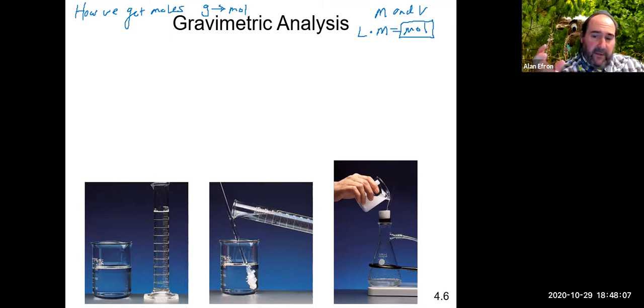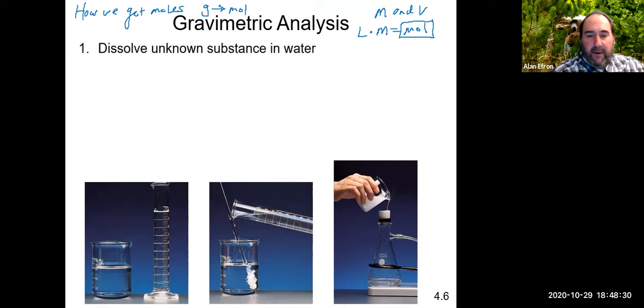So again, on the front end, we oftentimes will use liters and molarity to get to moles. On the back end of some stoichiometry calculations involving solutions, we'll use it to calculate either the molarity of the solution or the volume of the solution. Now, there are two common ways that we sometimes use solutions and stoichiometry together.